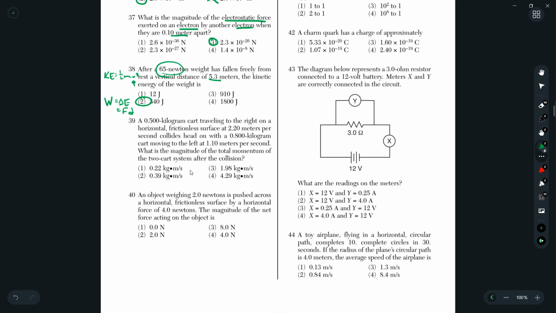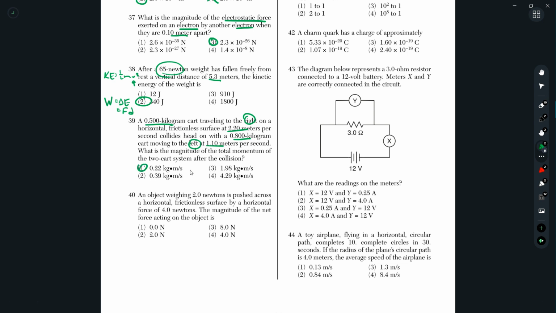A 0.5 kilogram cart traveling to the right collides head-on with something traveling to the left. What's the total momentum? All right, I gotta do the momentum of object 1, momentum of object 2, and because they're going different directions, I need to subtract them. So half of 2.2 is 1.1, 0.8 of 1.1 is 0.88, 1.1 minus 0.88 is 0.22.